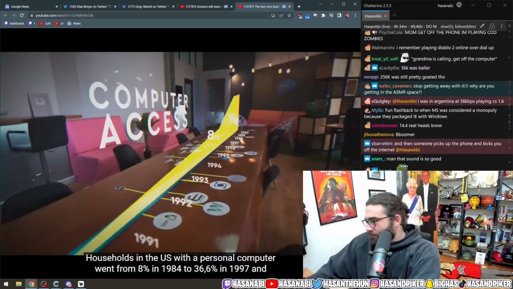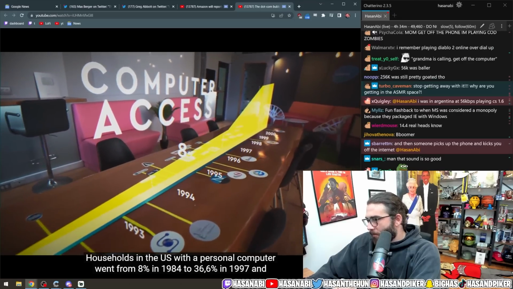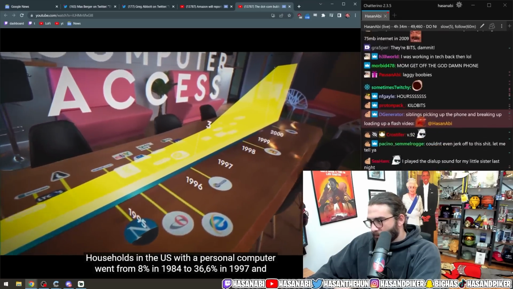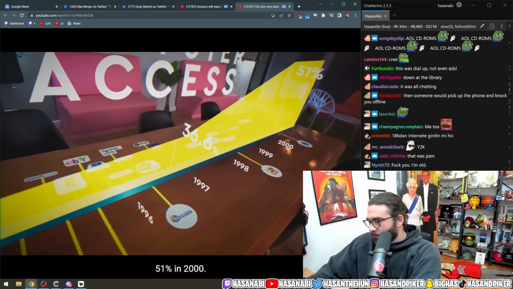Households in the US with a personal computer went from 8% in 1984 to 36% in 1997 to 51%.